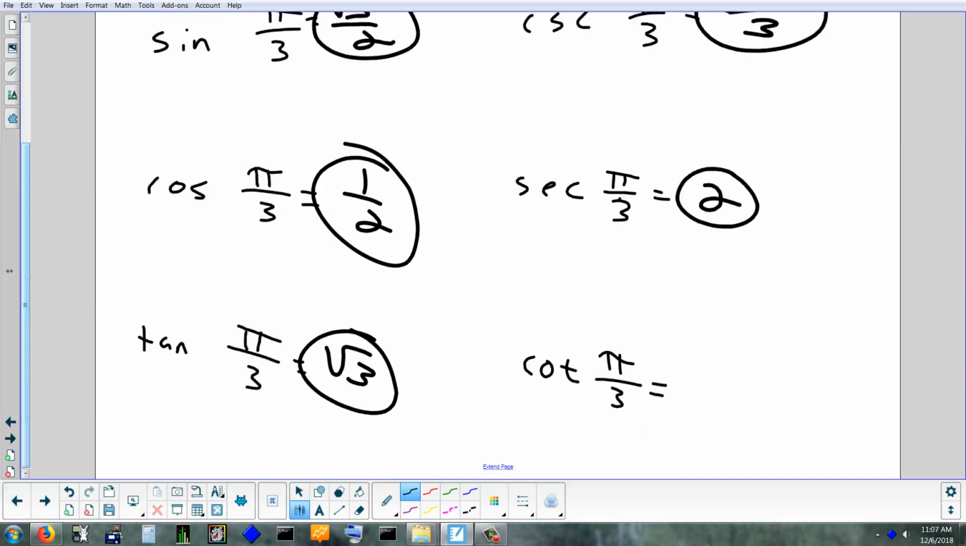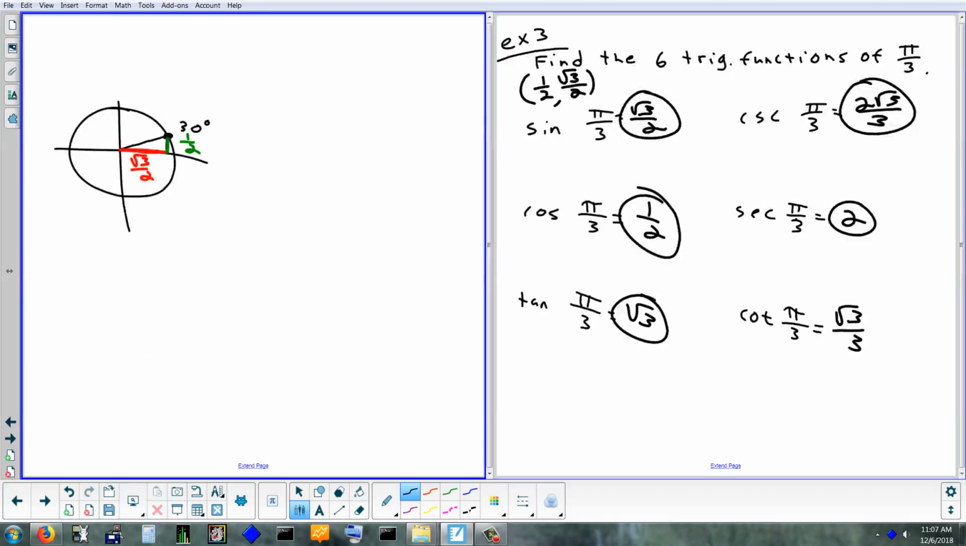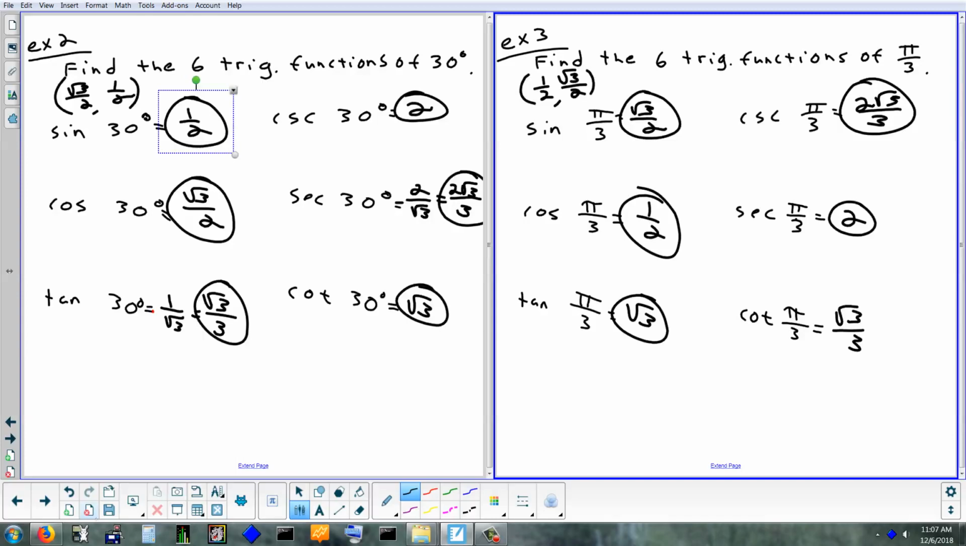Yeah, when you flip that last one, you get square root 3 over 3. Questions on those? Now, let's compare that to what we just did. Let's get rid of that. So on the left, I have all the answers for 30. On the right, I have all the answers for 60.